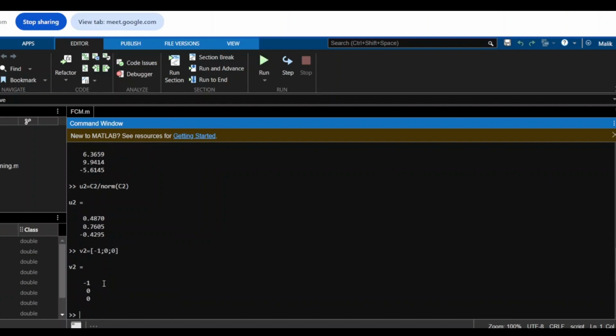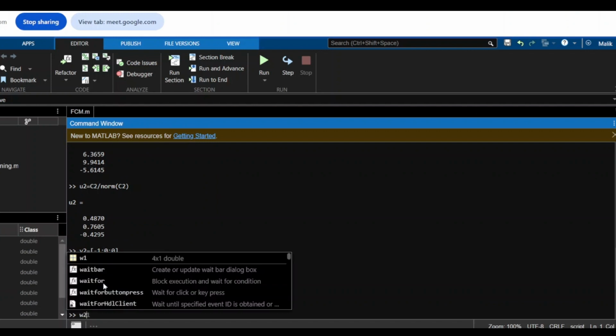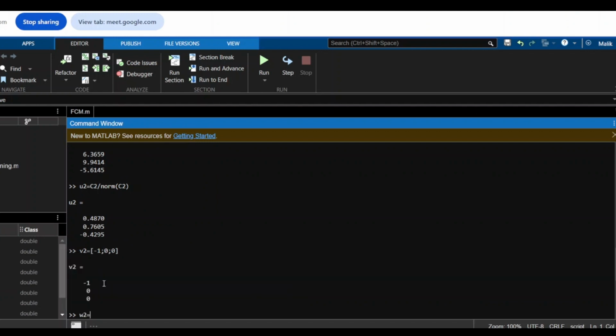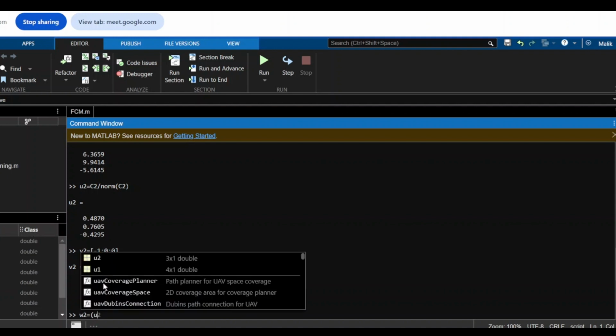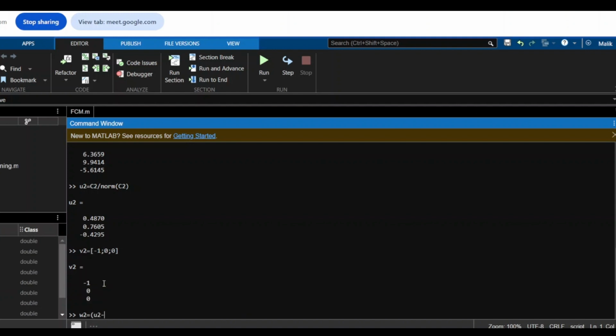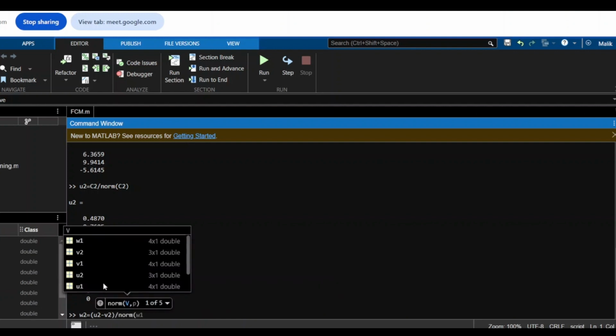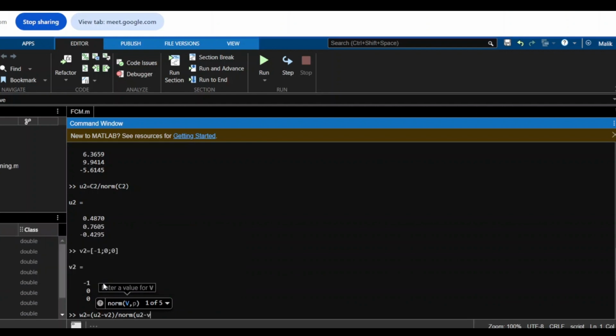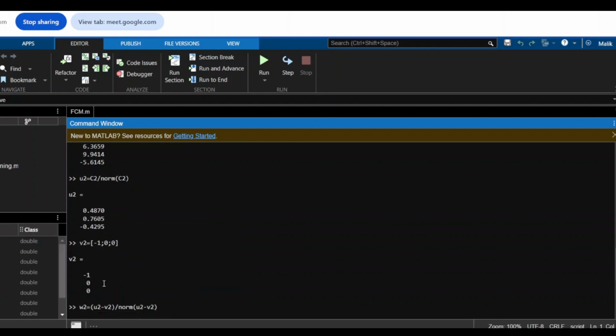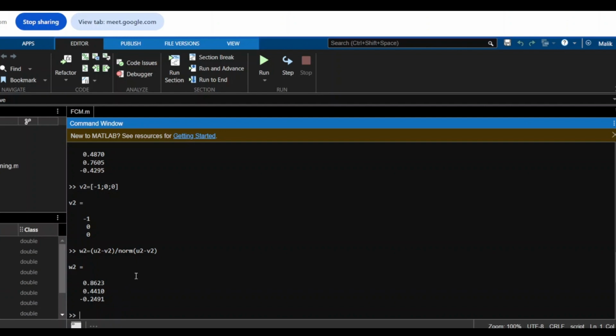Yeah. Now again calculating W2. What will be my W2? U2 minus V2 by norm of U2 minus V2. Okay. This is my W2.